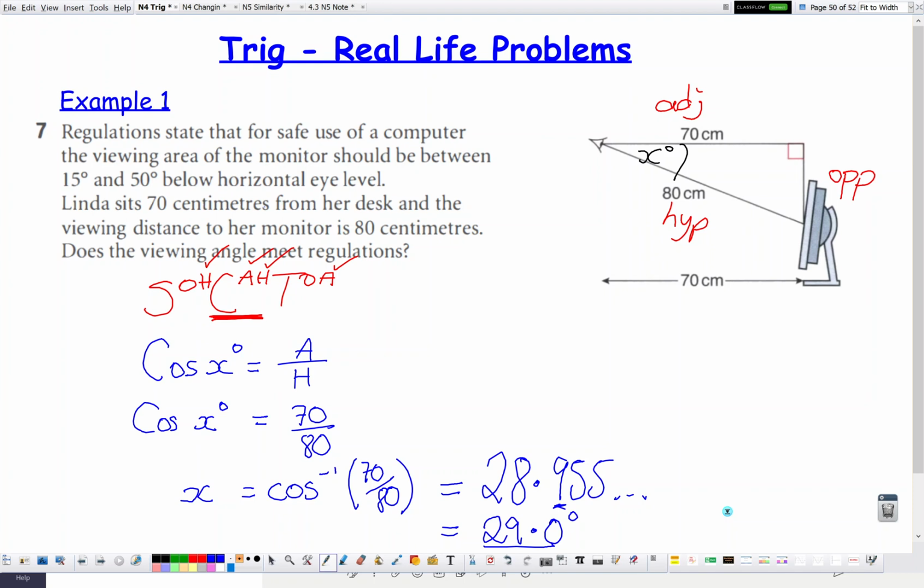Okay, so at the end though, because this question is assessment level, we need to actually answer that question. So well done all of you for getting that correct number. Now we need to say, right, does the viewing angle meet regulations? Well, the regulations were that it needs to be between 15 and 50. 29 obviously is between 15 and 50, so we need to finish off with a wee statement. So I'm just going to write it above here. So yes, the viewing angle meets regulations.